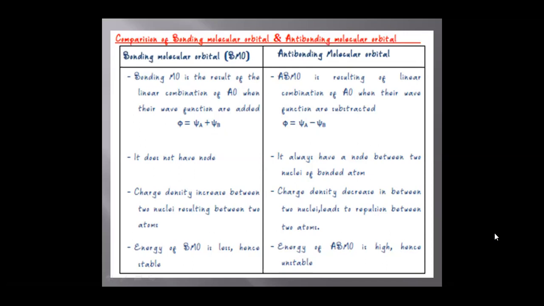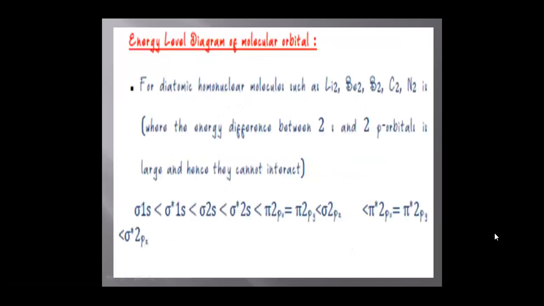The bonding molecular orbital is the result of the linear combination of atomic orbitals when their wave functions are added. The anti-bonding molecular orbital is the result of the linear combination of atomic orbitals when their wave functions are subtracted. In bonding, charge density increases between the two nuclei, resulting in attraction between the two atoms. In anti-bonding, charge density decreases between the two nuclei, leading to repulsion between the two atoms.